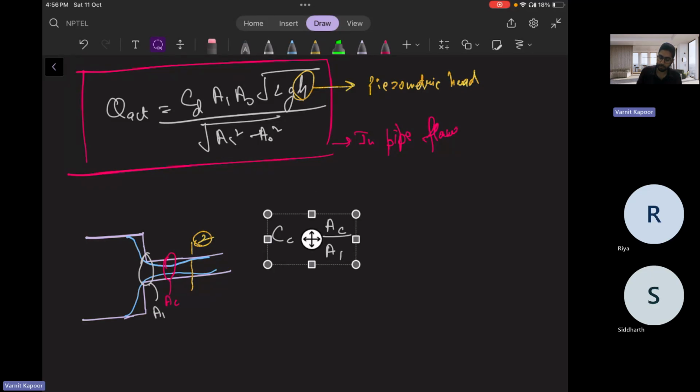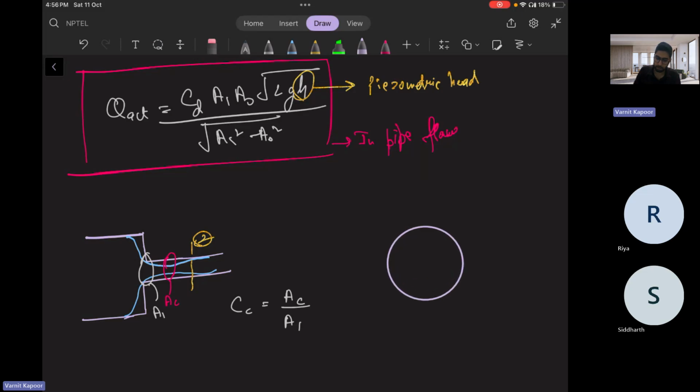Similarly, this kind of setup is used to measure the vena contracta. Suppose we have some screw kind of mechanism where my area of C, that is the vena contracta, is happening. AC. Okay.